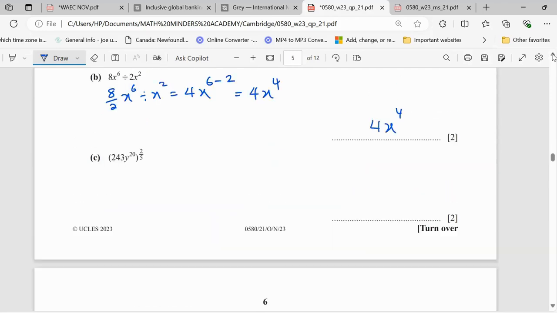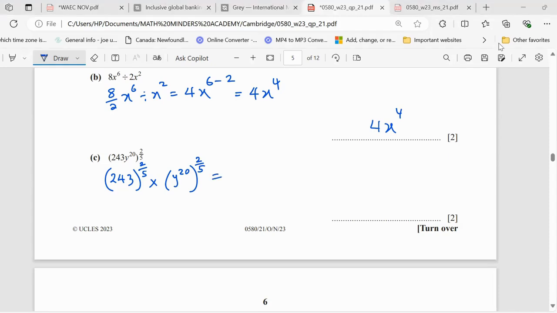Here, what we do is this one is 243 raised to power 2 over 5. So we are going to break this into 243 first, raised to power 2 over 5, then times, open a bracket, y raised to power 20, raised to power 2 over 5. Okay, so let's see what this will give to us.